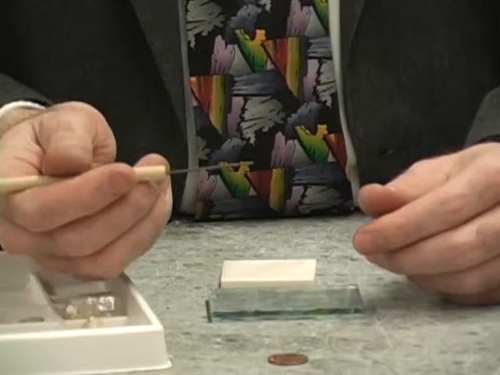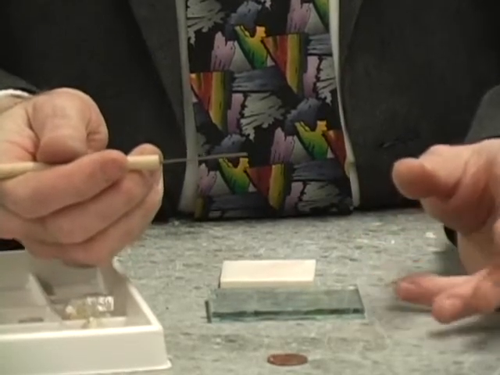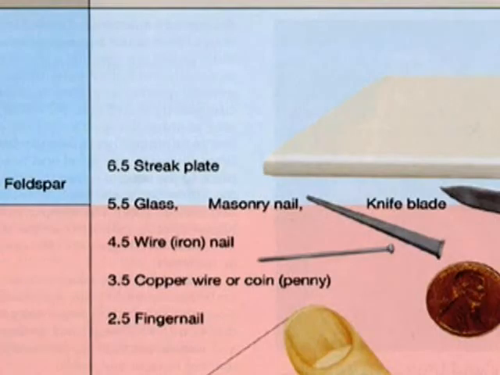Next down the list is a probe. This is a piece of metal in here, a wire. And you can see on here that that comes in at 4.5. So again, anything harder than this would scratch it. It would scratch anything softer.